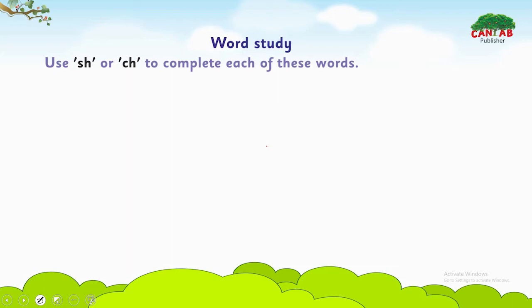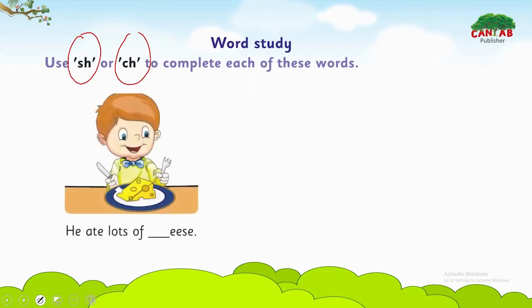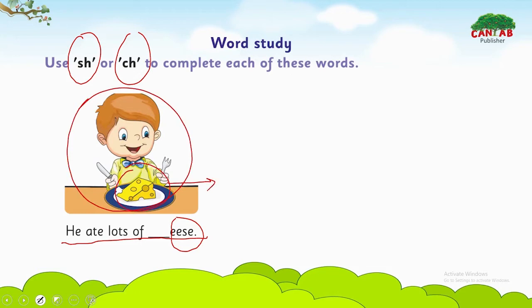In these words, you have to use sh or ch. He ate lots of dash. Now, what is he eating? Give me the answers. This is what? This is cheese. Yes. So, which digraph will be used? CH. He ate lots of cheese.